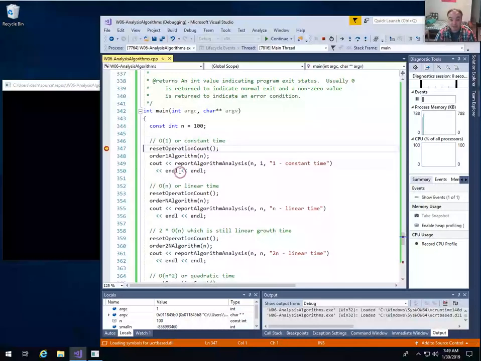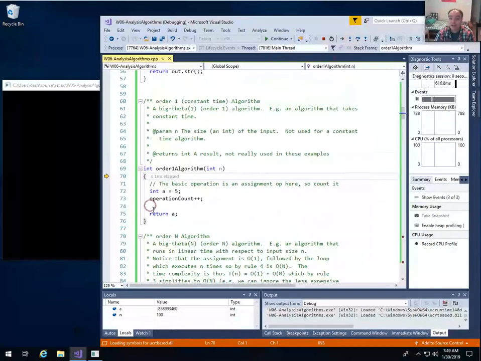Okay, so let's go into the order 1 algorithm here. A constant algorithm, or big O1, means that it's doing some number of operations, but it doesn't depend on the input size. Often, before you actually get into your real algorithm, you have to do a lot of initialization and things like that. Those are all constant.